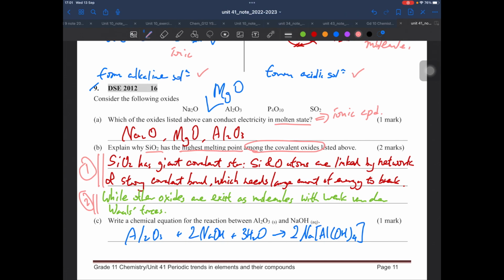And for part C, you can copy the equation from above. I don't think this is very difficult for you. Next one.